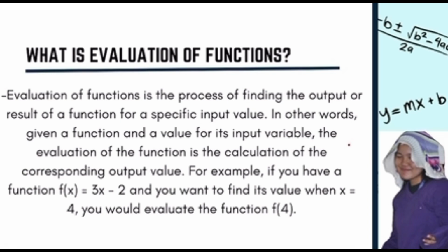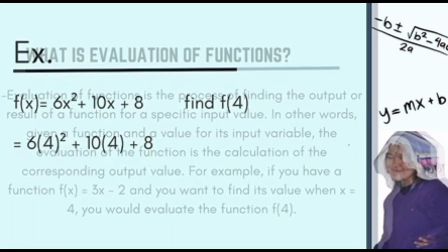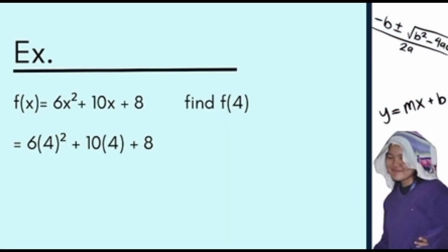For example, if you have a function f of x equals 3x minus 2 and you want to find its value when x equals 4, you would evaluate the function for f of 4. Here is an example. The given expression is 6x squared plus 10x plus 8. Find f of 4. Replacing all instances of x in the function with the value 4.